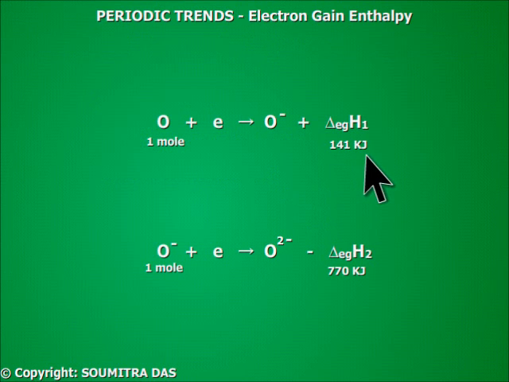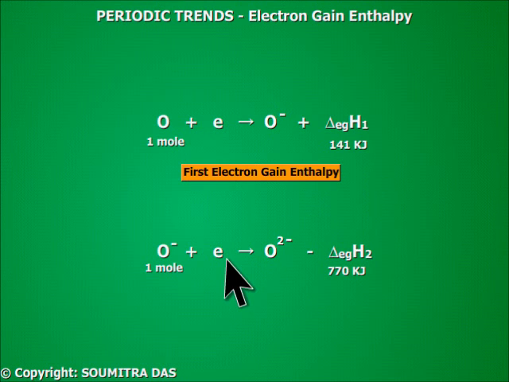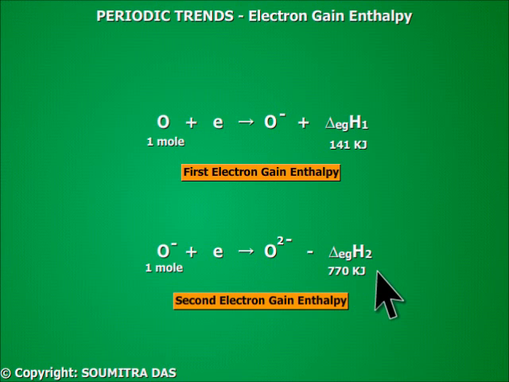This is sometimes called the first electron gain enthalpy because there is always a scope for gaining a second electron of a -1 ion to form a -2 ion. In that case, it will be called the second electron gain enthalpy. The second electron gain enthalpy is always positive because it becomes difficult to add an electron to an anion of -1 charge.